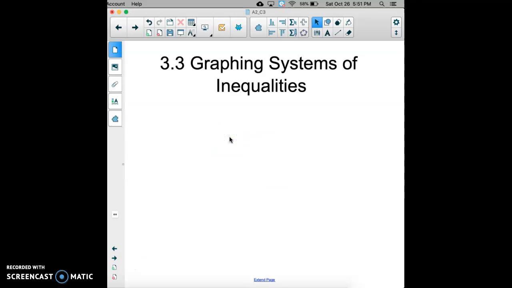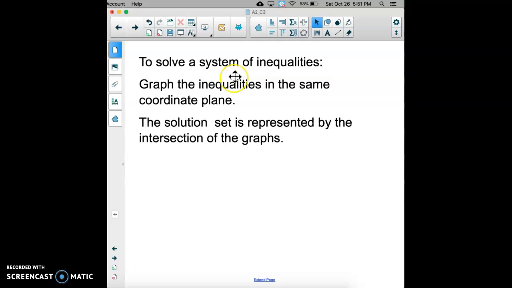So let's jump right in. 3.3, graphing systems and inequalities. Hopefully by this point we are more comfortable with graphing our lines, a little bit with the absolute values. Because if we're not strong on those separately, graphing them with systems is going to be pretty challenging. But to solve a system of inequalities is really only two steps or two ideas. We're going to graph the inequalities in the same coordinate plane, and then the solution set is just the intersection of the graphs.